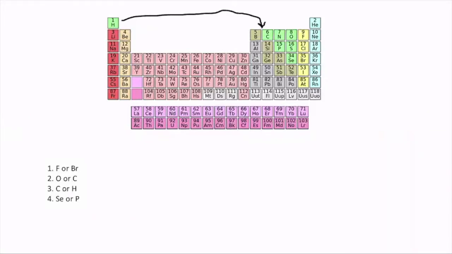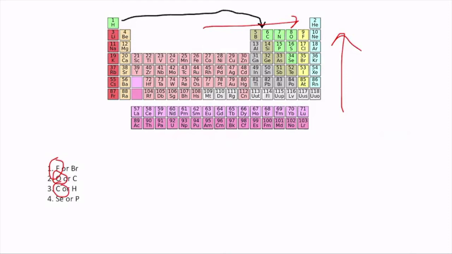So we can try some examples, and feel free to pause the video and try these yourself. For the first one, for fluorine and bromine, you can see that fluorine is more upwards across the periodic table and will have a higher electronegativity. For oxygen and carbon, you can see that oxygen is more to the right and will have a higher electronegativity. For carbon and hydrogen, you can see that carbon is just slightly to the right of hydrogen and will have a slightly higher electronegativity.